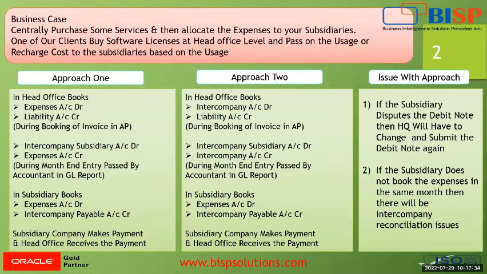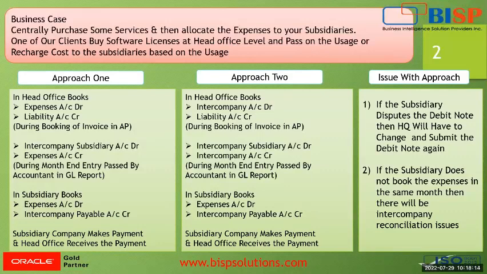And in the second approach, the head office books directly to the intercompany account, debiting it and crediting the liability, and raises the debit note at month end by debiting the intercompany subsidiary account and crediting the intercompany account, usually done in the month-end process. Similarly, the subsidiary books the expenses and creates the intercompany payable account, makes a payment, and the head office receives the payment.